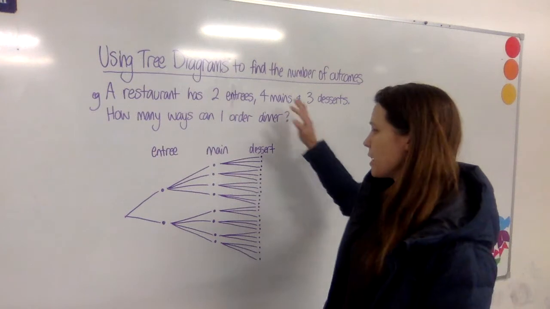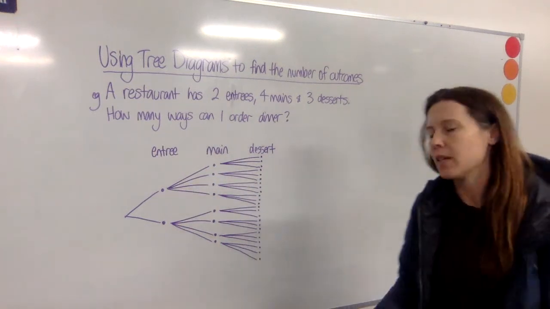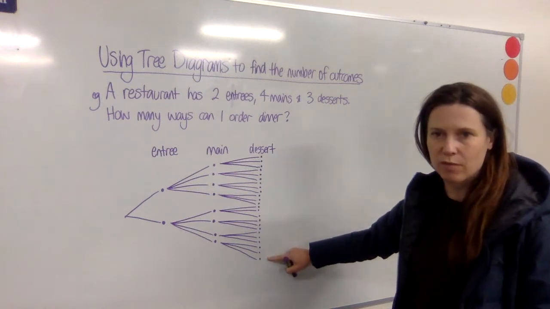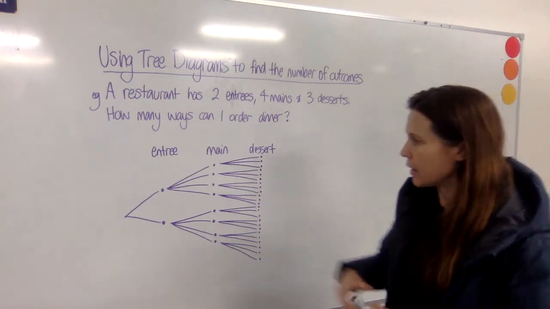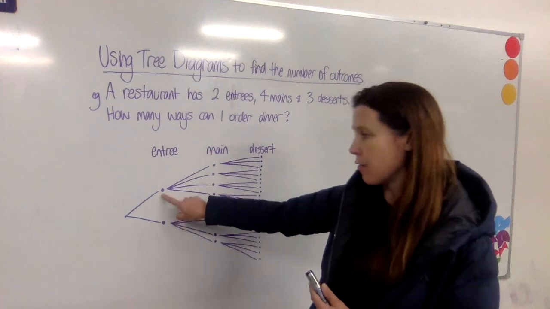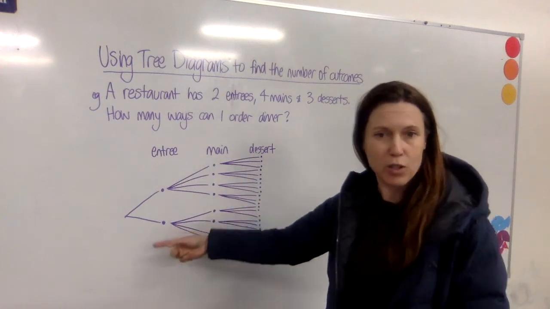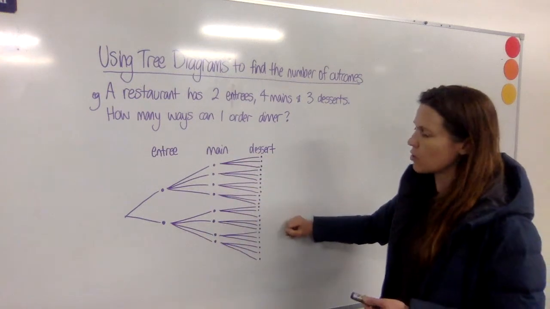Now I haven't even written down what those orders might be, but it's a helpful way of just thinking through the fact that there's going to be 24 different ways that I can order dinner. Clearly I've got a choice of 2 entrees, and if I make this choice, these are the 4 mains, these are the same 4 mains if I chose the other entree, and so on for the desserts.